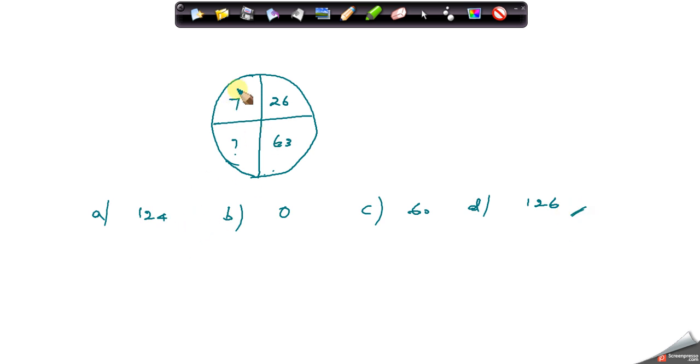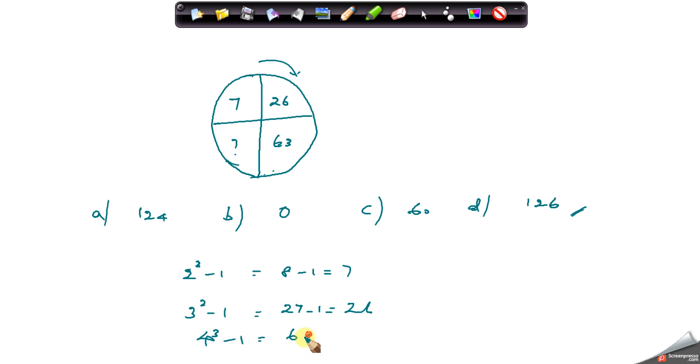If you take it clockwise in this case, 7 is nothing but 2 cube minus 1, that is 8 minus 1, equal to 7. This is 3 cube minus 1, that is 27 minus 1, equal to 26. This is 4 cube, 64 minus 1, 63. Therefore, we need to find 5 cube minus 1, that is 125 minus 1, which is 124. It is going in this direction, right? The answer is A.